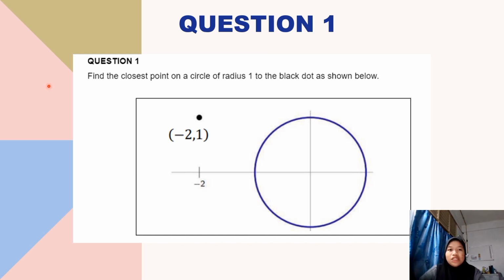Today I would like to share with you how to do question 1 using the concept of maxima and minima. The question asks us to find the closest point on the circle of radius 1 to the black dot as shown below. What does it mean by the closest point? It means a point on the circle that has the minimum distance to the black dot, and we can find it using the displacement method, or we can use the theorem of Pythagoras.